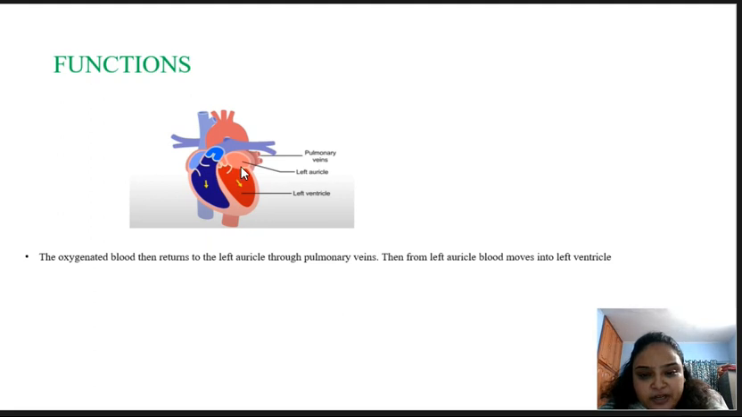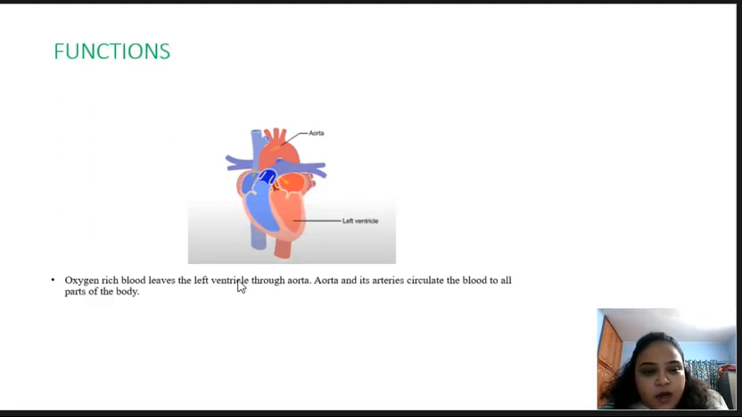Then from the left auricle, blood moves into the left ventricle. Oxygen-rich blood leaves the left ventricle through aorta. Aorta and its arteries circulate the blood to all parts of the body.